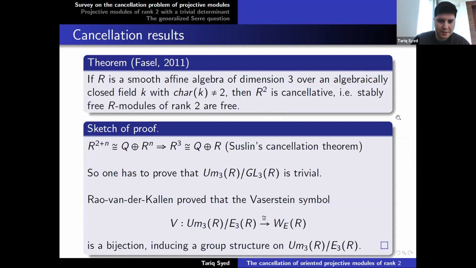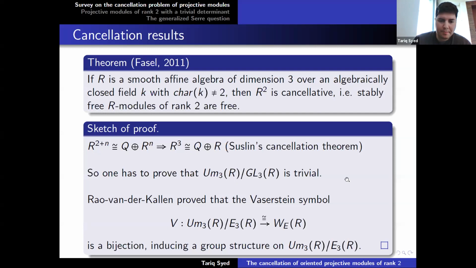And I want to sketch the proof because this is the motivation of all my work, basically, on the generalized Vaserstein symbol. So first of all, if we have a stable isomorphism, we can already use Suslin's cancellation theorem to deduce that we have an isomorphism of this form because R3 is cancellative. Now Q represents an element in the fiber of the stabilization map of R3. So we have to show that this fiber is trivial, or in other words, that this orbit space is trivial.